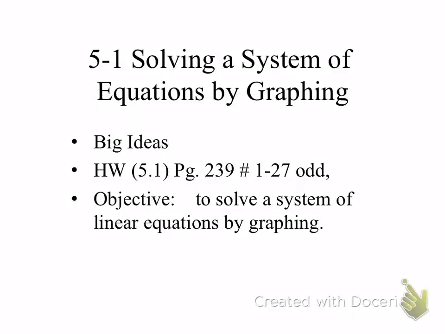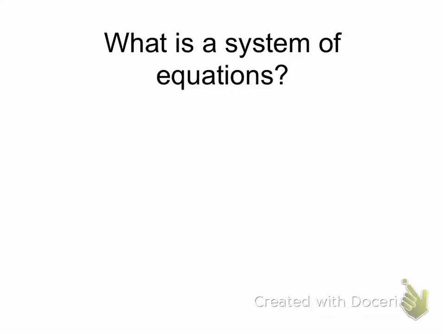Today we're doing 5-1, solving a system of equations by graphing. You're working on a Big Ideas book. I've switched the homework to page 239, 1 through 27 odd, with 1 through 22 being mandatory and 23 through 27 odd optional. Try and attempt them, see if you can write the equations. The objective today is to solve a system of equations by graphing.